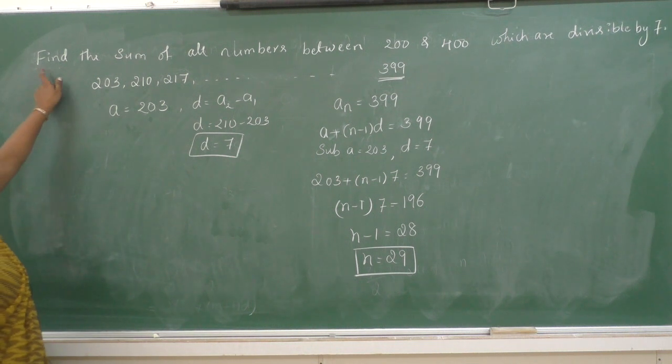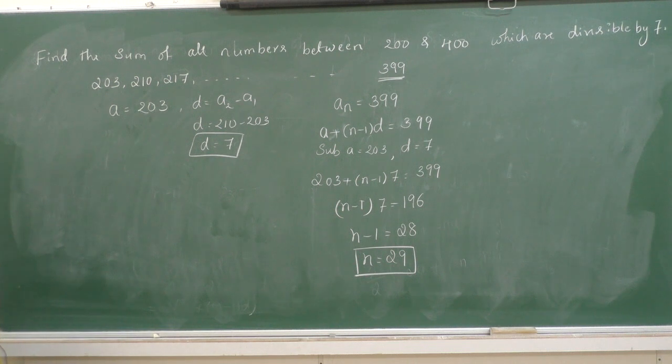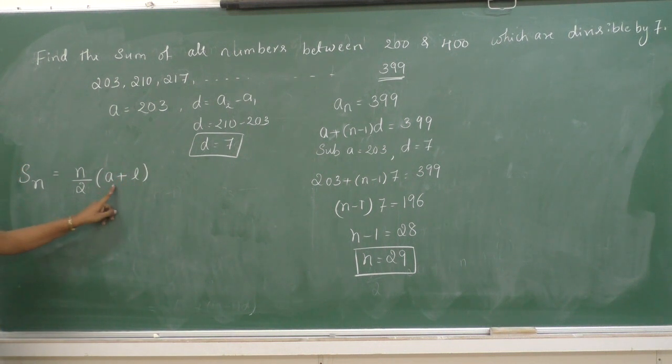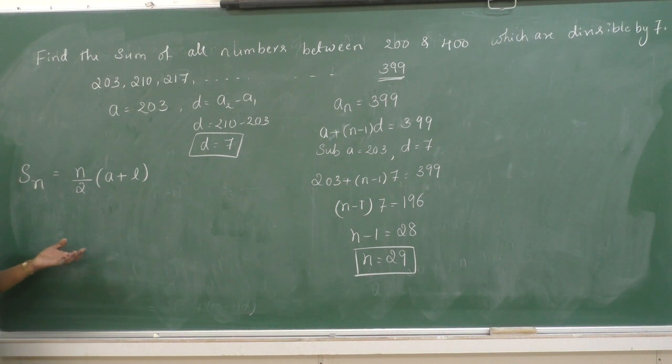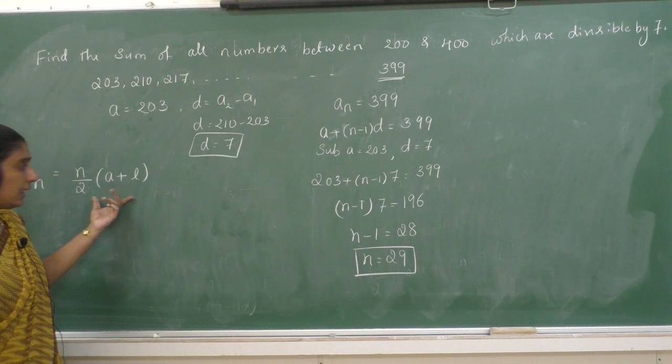What we have to calculate? Find the sum of all the numbers between 200 and 400. So our aim is to calculate the sum of n terms. The sum of n terms formula is n by 2 into A plus L, where L is the last term, A is the first term. They may also write it as A plus an, or L, or A plus n minus 1 into D. So write whichever formula is convenient for you. There is no rule that you must do it this way.